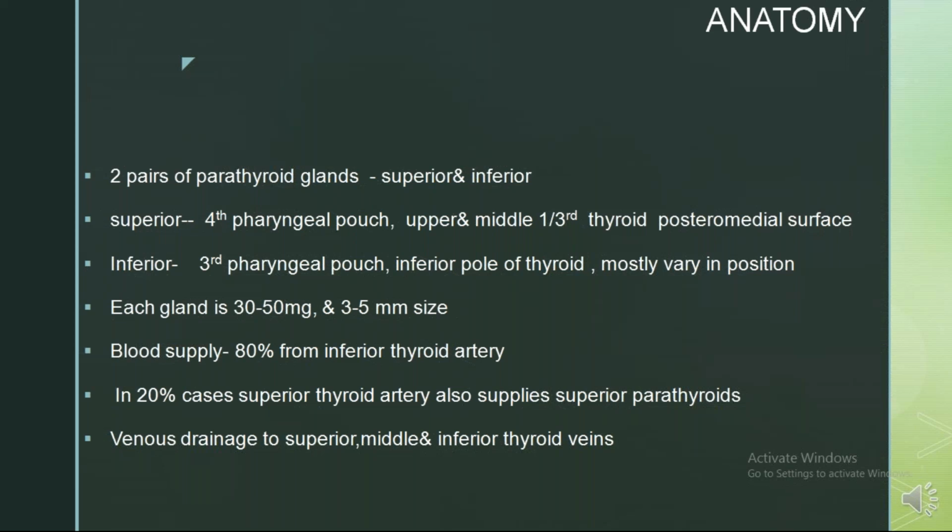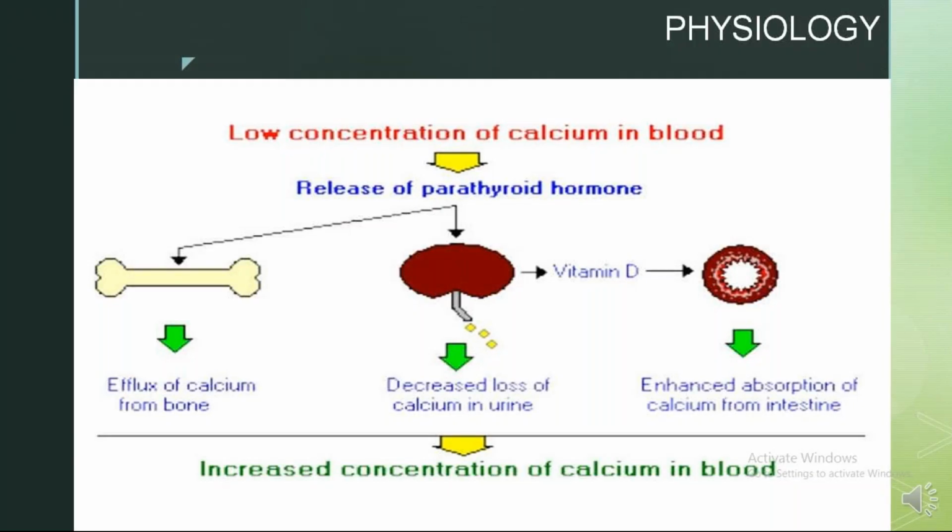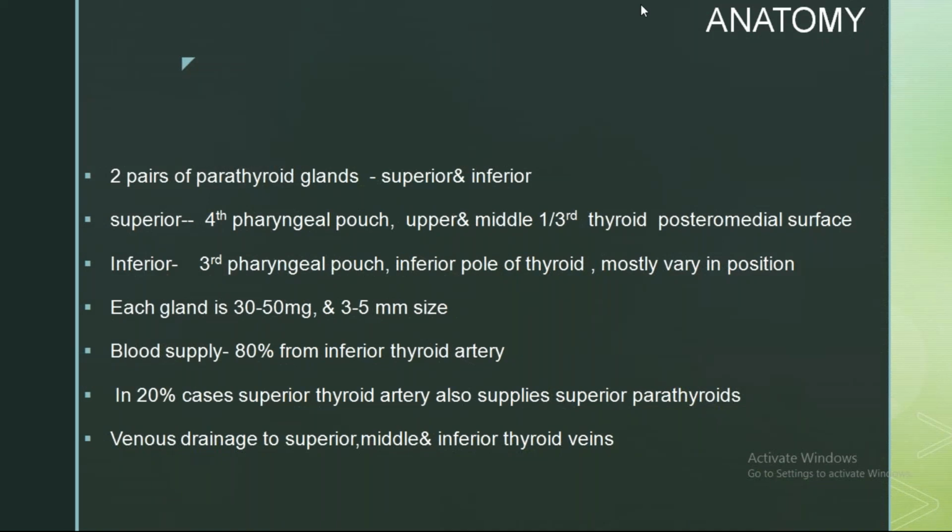Blood supply to both the superior and inferior parathyroid glands, both of them arise from the inferior thyroid artery. So roughly each gland is about 30 to 50 milligrams. You can look how tiny these are, 3 to 5 mm in size. Most of the blood supply is from the inferior thyroid artery.